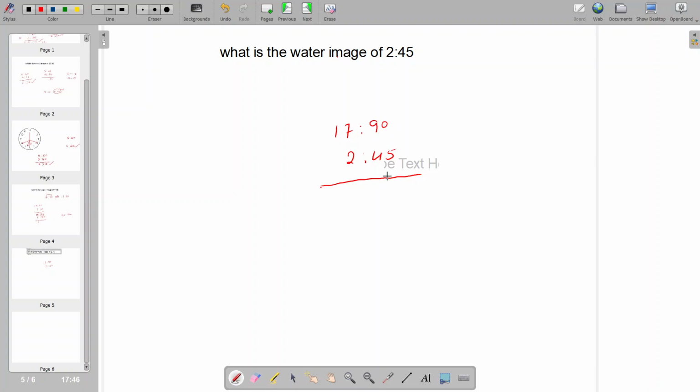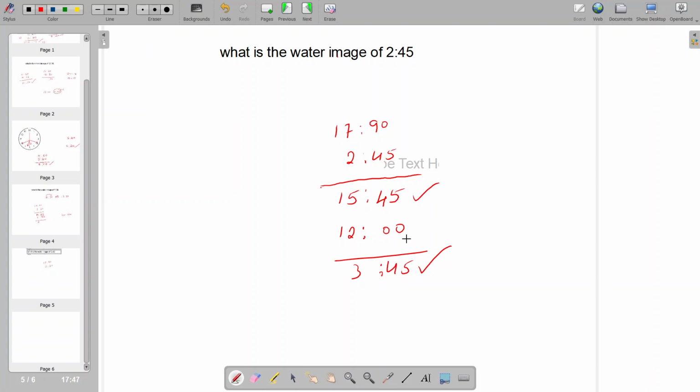So 10 minus 5, 5. 8 minus 4, 4. 17 minus 2, how much? 15. So 15:45. What is the time? 15:45. But in our watch or clock, we cannot see this time, right? So we need to convert into 12 hours. So for converting to 12 hours, what do you need to do? You need to subtract from 12. So 15 minus 12, how much? 3.